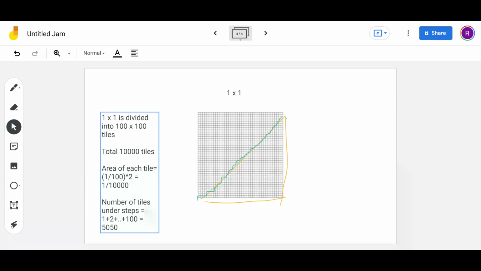How did you get 5.05? See, look at the area of all the tiles in the entire square. How much is it? Sir, 10,000. Remember, it is 1 by 1. It is not 100. The length is 1.